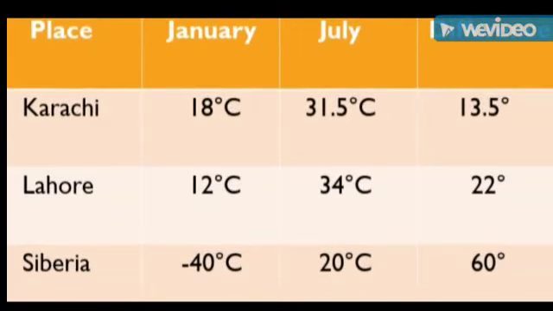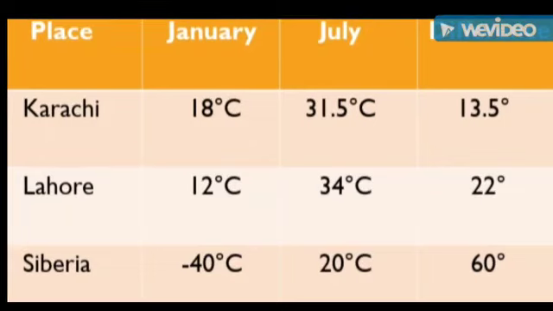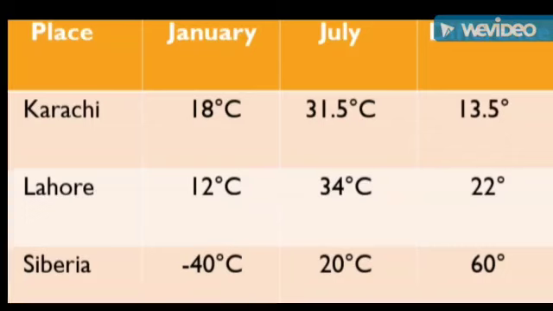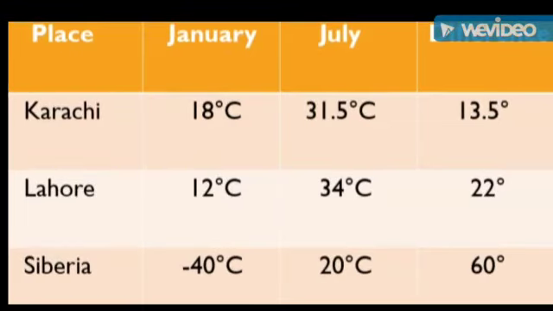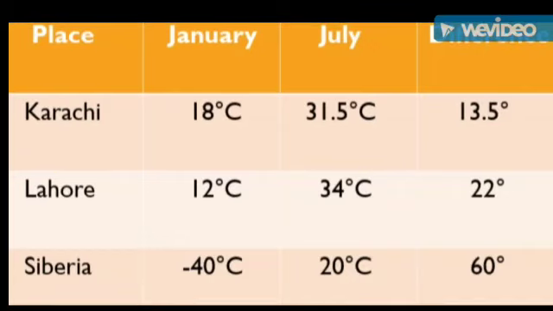And you can also see the difference between these regions in different months. Now the question is, why do you think there is such a difference in summer and winter temperature in Lahore and Siberia as compared to that in Karachi?